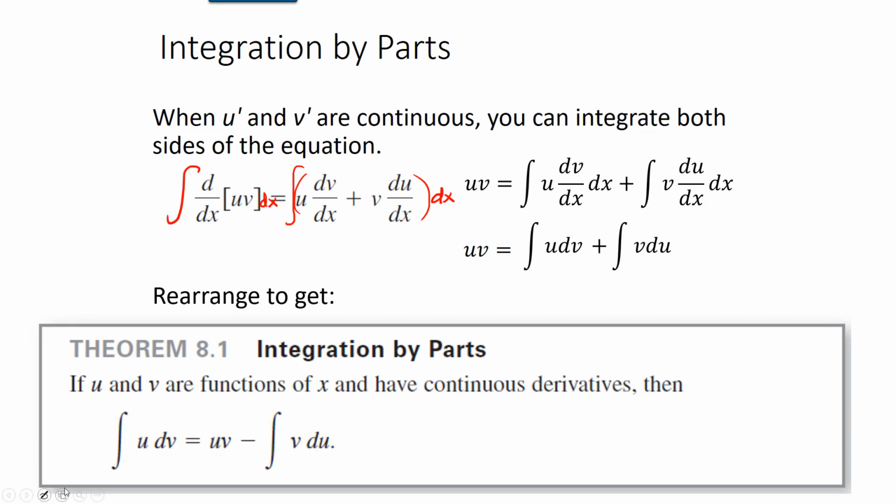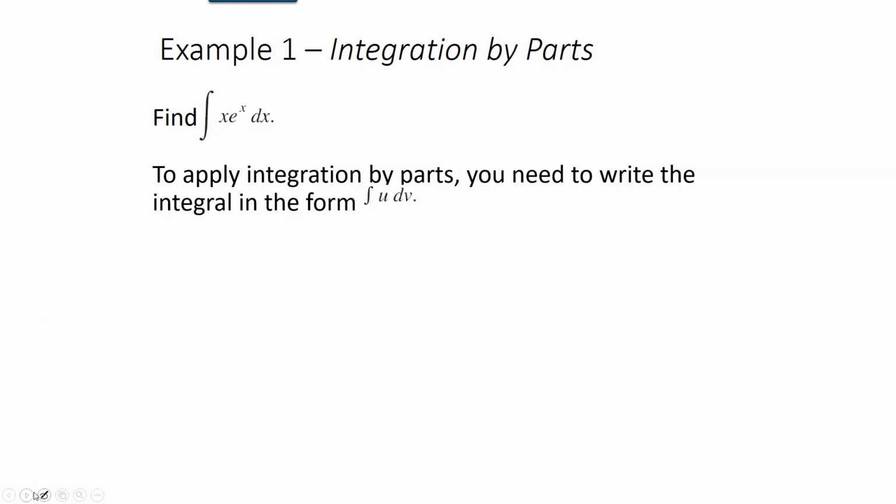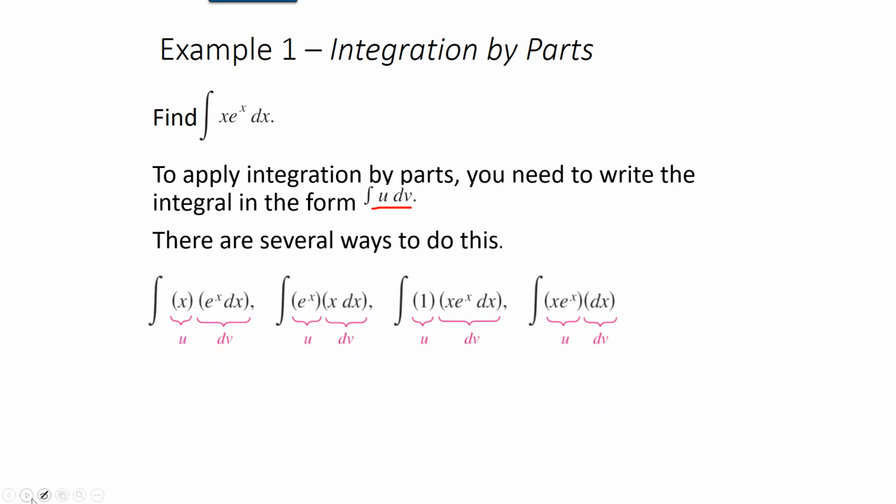You can think of it as a kind of double substitution. So let's try and find the integral of x e to the x dx by applying this formula. The key to applying this formula is to make it fit the form integral of u dv. So you have to pick a u and a dv part of the formula. We have lots of possibilities. dv always has to have dx in it, but we can rearrange the integral any way we see fit.